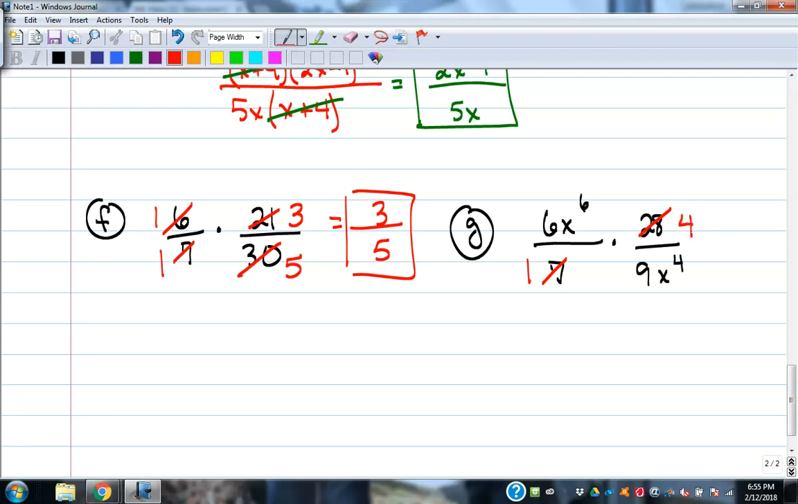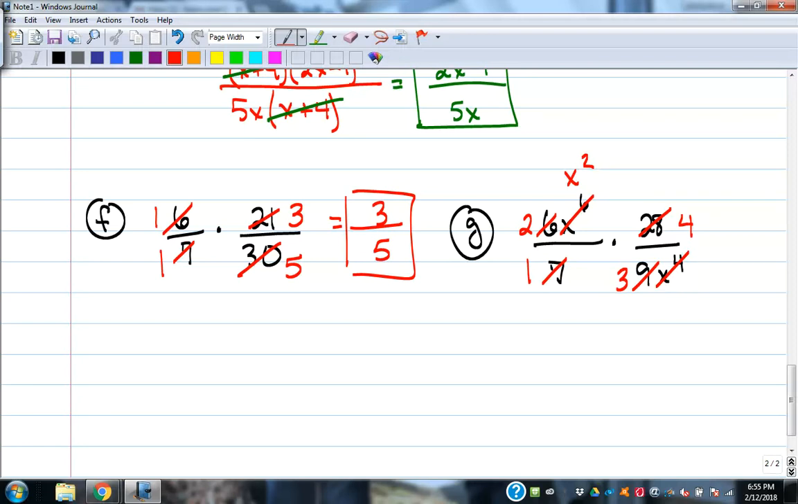And then I can look at the other diagonal. 6 and 9 have what in common? 3 goes into both of them. How many times does 3 go into 6? Twice, and into 9 3 times. Okay. Then I look at the variables. Those are factors as well. How many x's are up top? How many in the bottom? Okay, so the 4 in the bottom are going to cancel how many of them in the top? 4 of them. So that will leave how many? 2. So this is going to become x squared, and this is going to go away.